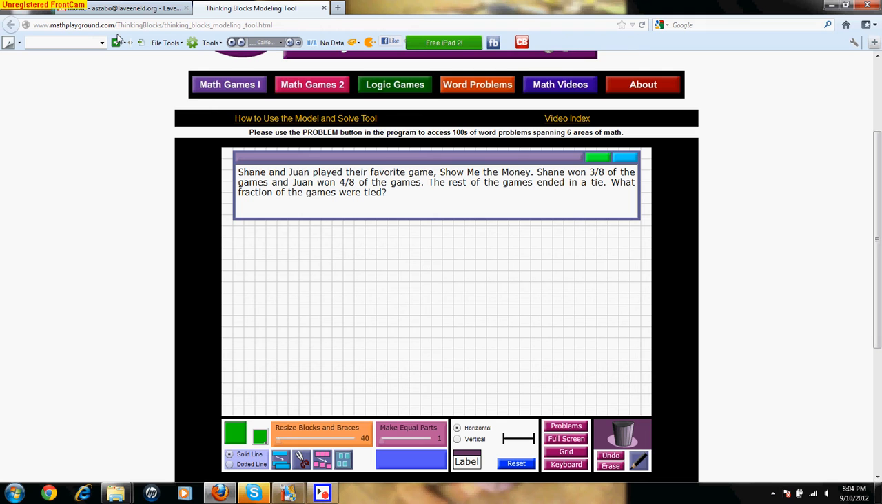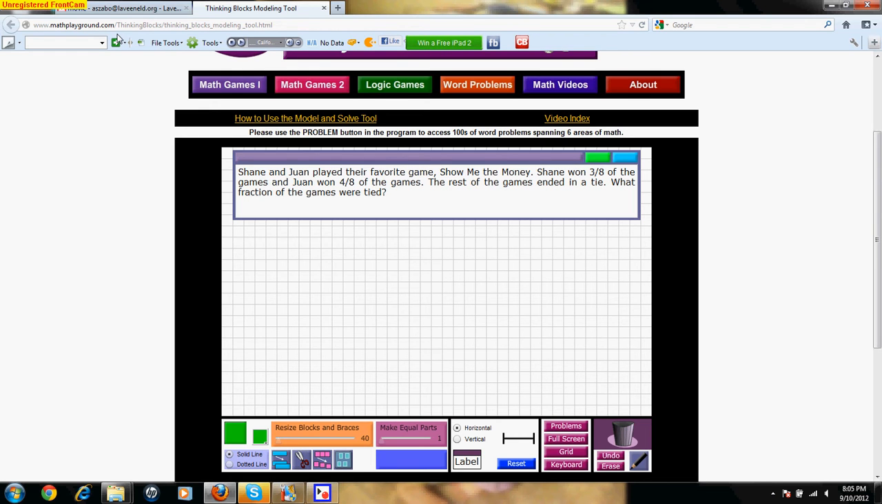I am going to show you on this video how to add fractions and also create a model showing how you add fractions. So we're going to begin with this problem. I'm going to show you how to do it on this, and then after we're done you're going to go ahead and practice doing this on graph paper.